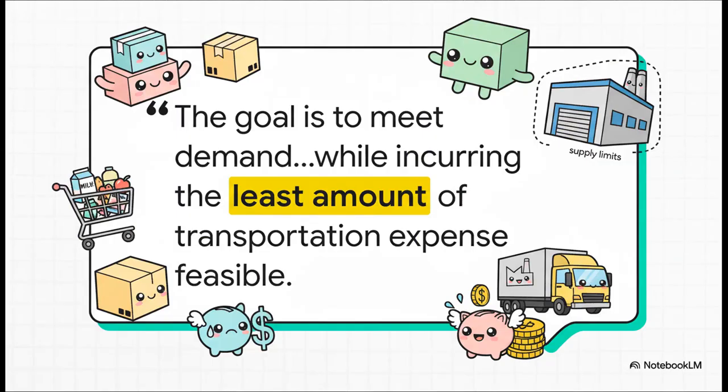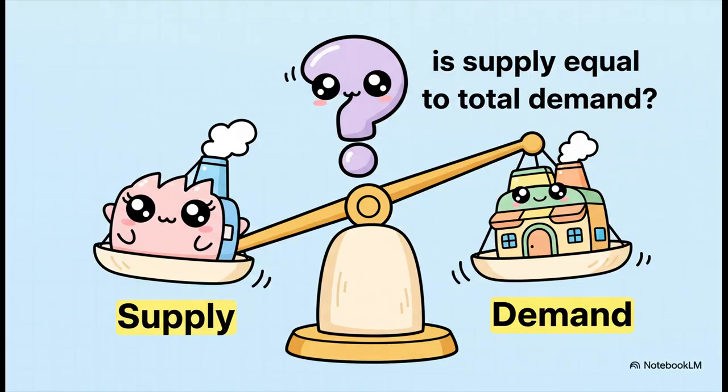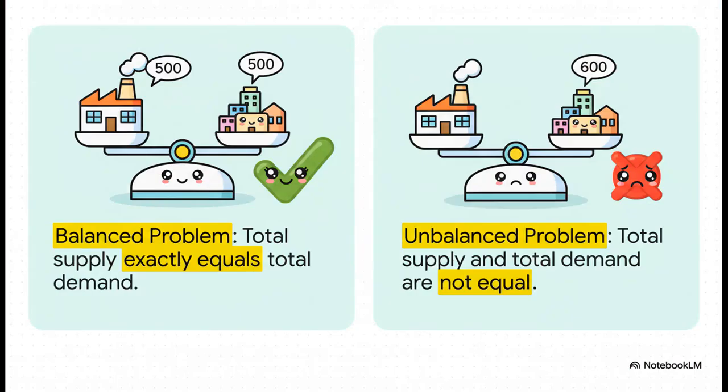So the goal is simple, right? Meet all the demand, stay within your supply limits, and spend less money. But before we can solve anything, we have to ask a key question. Is our supply equal to our demand? See, a problem can be balanced where everything matches up, or unbalanced where it doesn't.